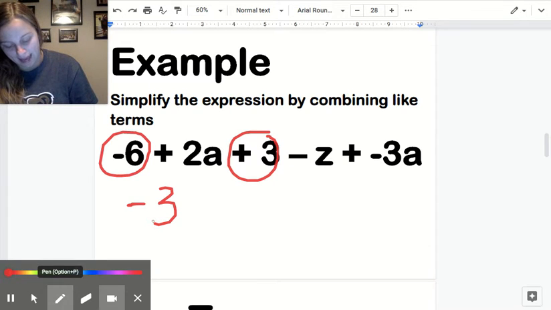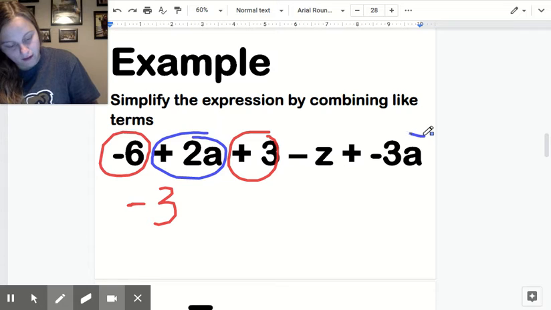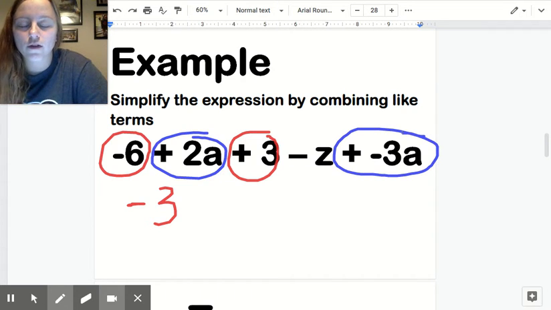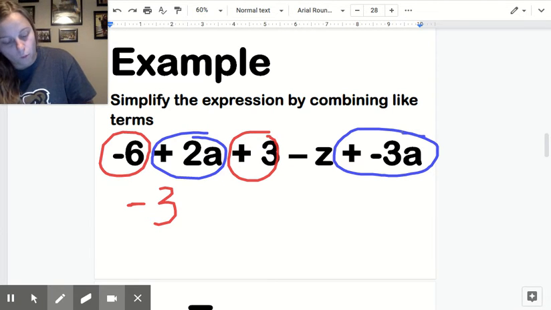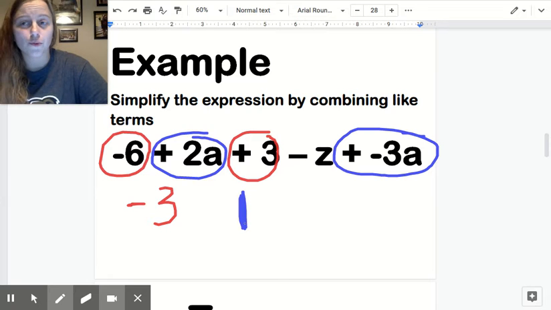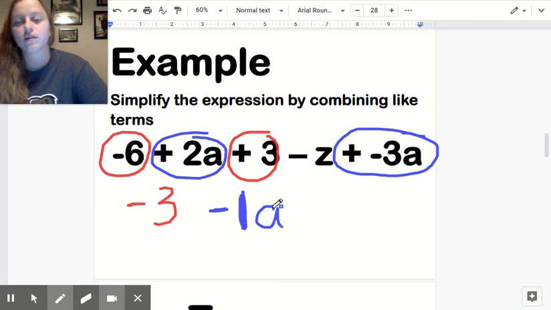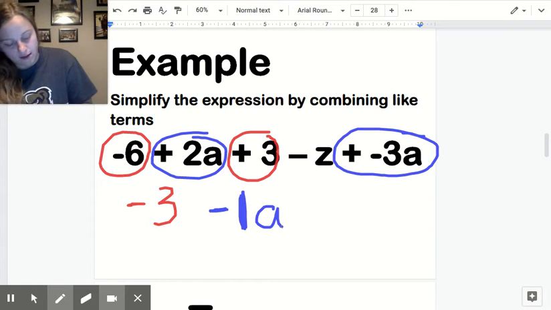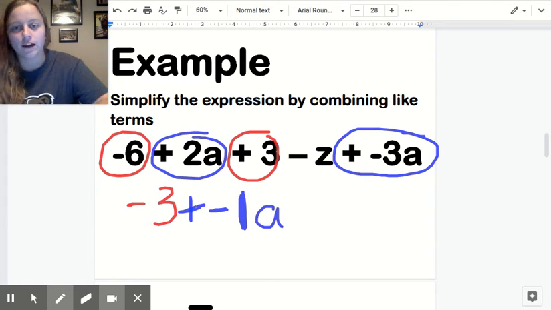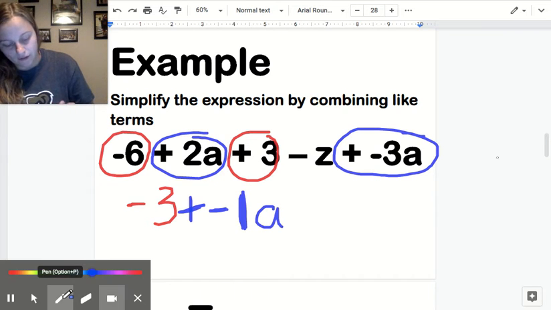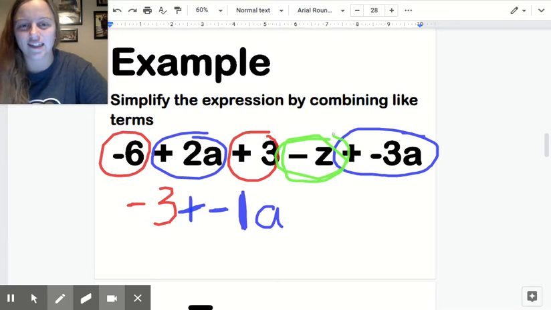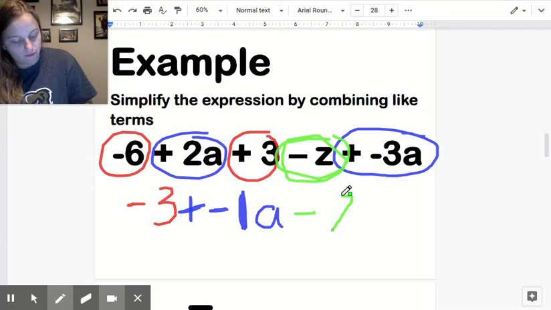Now I can move on to my a's. I have a positive 2a plus a negative 3a. 2 plus negative 3. Find the difference, which is going to be 1. 3 is higher than 2, so it's actually going to be a negative 1a. I could just leave it as my negative 3 minus 1a, or I like to just throw addition signs in there. But I still have this minus z here, and it looks like there's nothing that minus z can even combine with. So I just carry it down, minus z.